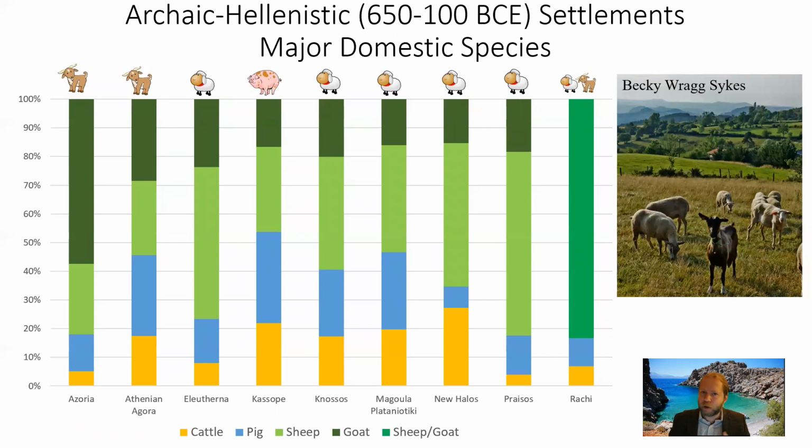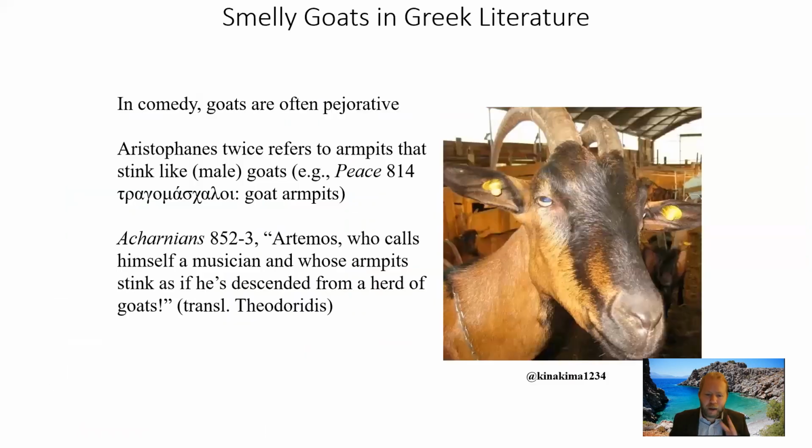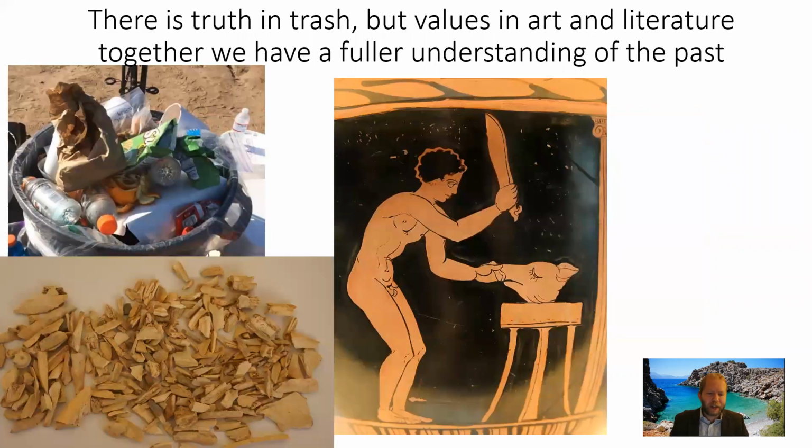And so I think that this is really fascinating, when we can start to see how iconography and literature gives a sense of value. We get the sense that goats, for example, are fairly pejorative. They're described as smelly in literature, while cattle are focused on in sacrificial feasts, right? And so I always like to say that there's truth in the trash, right? So the trash is what carries the truth here. It's what people were actually eating.